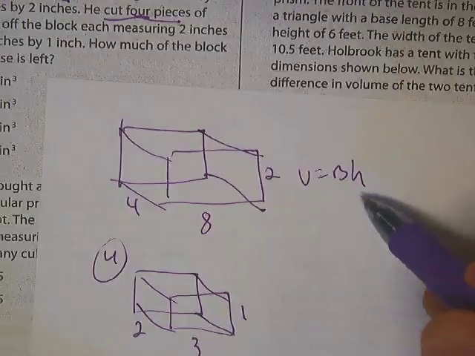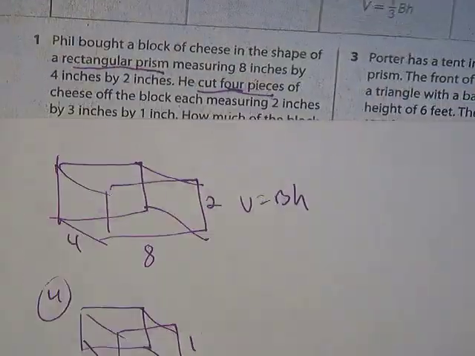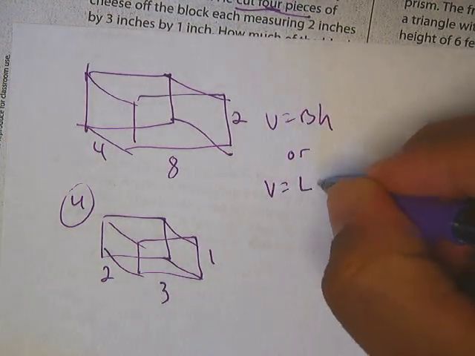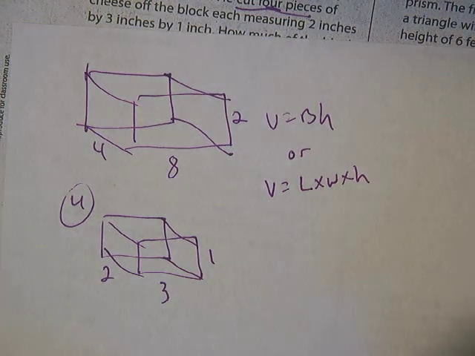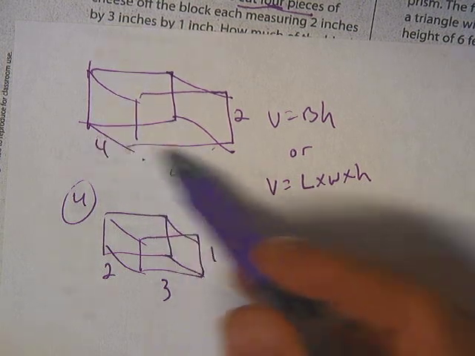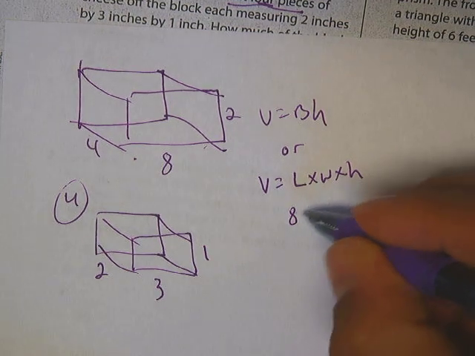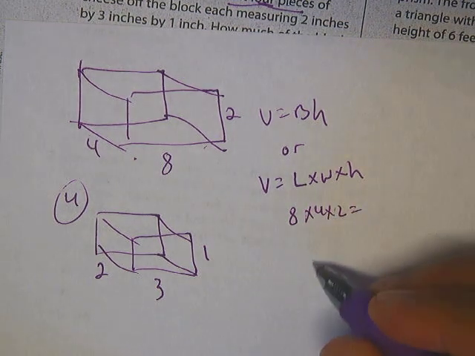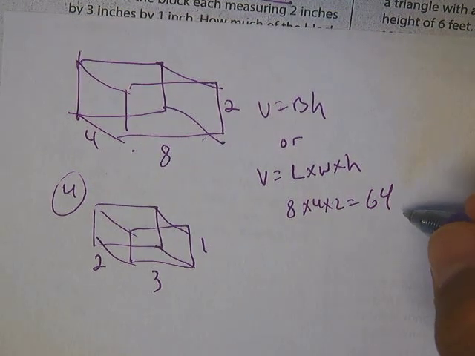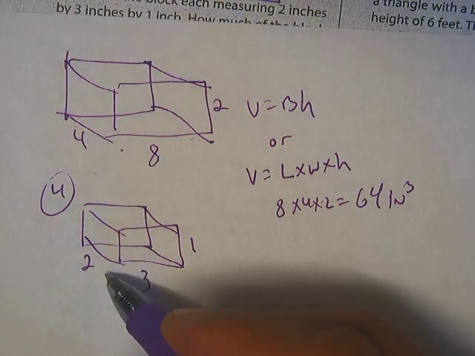If I'm looking for the volume, I'm going to use this equation because it's a prism. It tells you right there, a rectangular prism. It's the same thing you learned in a previous grade: length times width times height. That gives you the total volume. So this one would be 8 times 4 times 2, which is 32, which is 64. We're using inches, so it's 64 cubic inches.